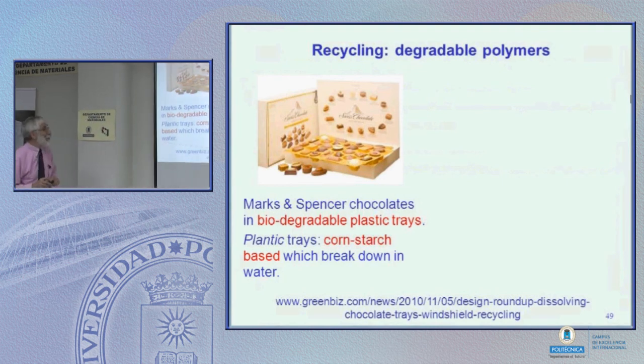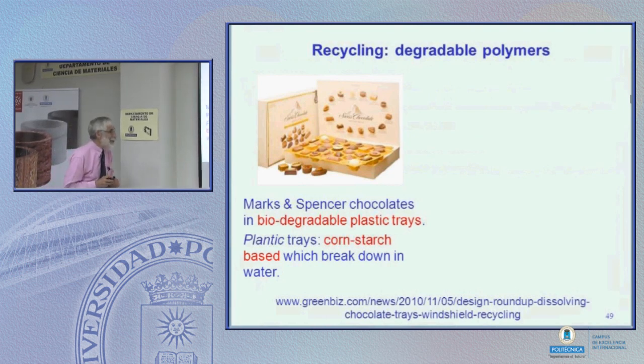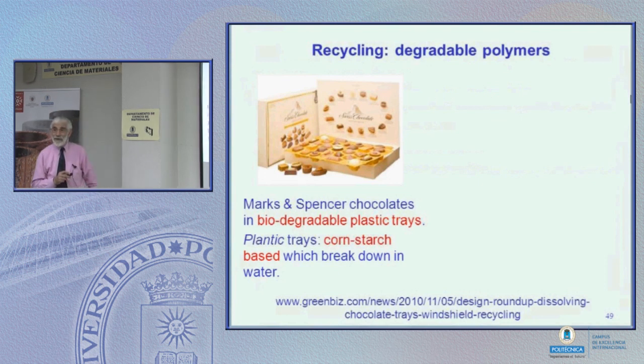But what we have here, these are Marks & Spencer's, which is a bit like Cordon Inglese, and it sells good foods, and these are chocolates. The chocolates are very delicious. When you come to England, please tell me, and I will invite you for chocolates at Marks & Spencer's. But now they're putting them in biodegradable plastic trays. And this is cornstarch, and it therefore will break down in water.